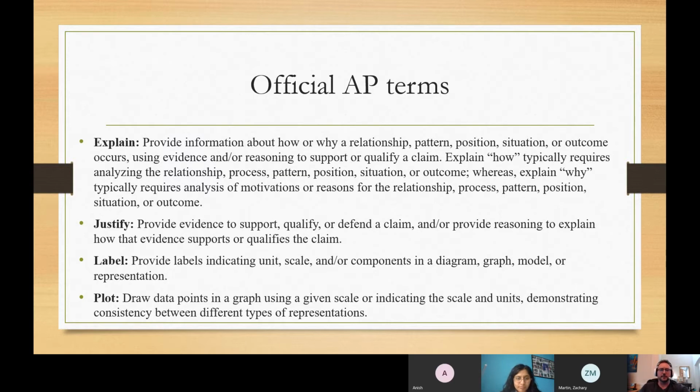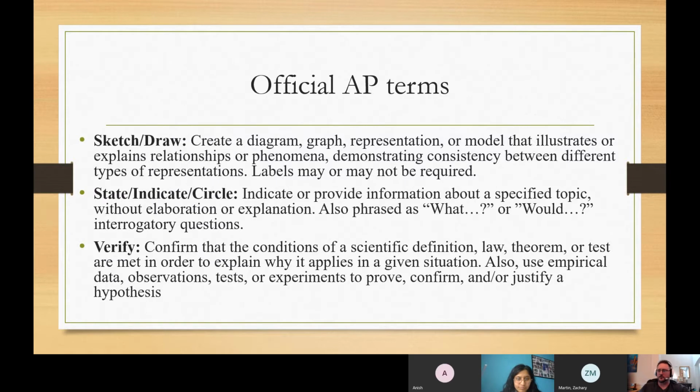Now, label you won't need to worry about. Plot you won't need to worry about. Sketch or draw, don't have to worry about. State, indicate, circle, you might have to. I'm not quite sure, that one might be there. Verify definitely could be there. That's basically where they give you the answer and they say prove that this is the answer.